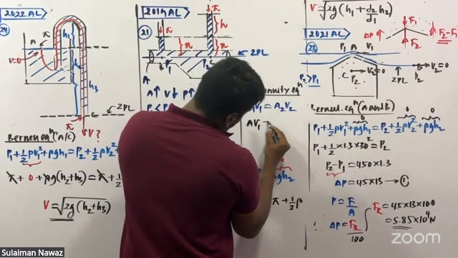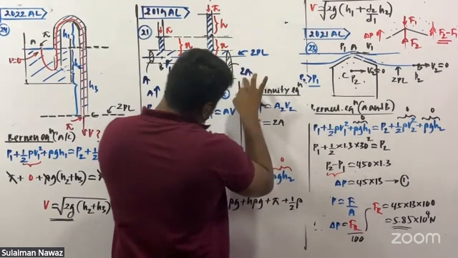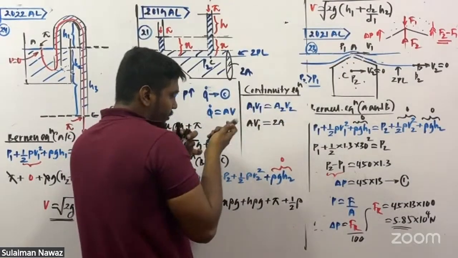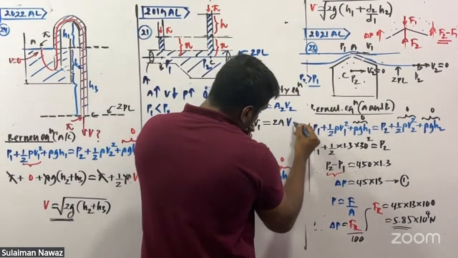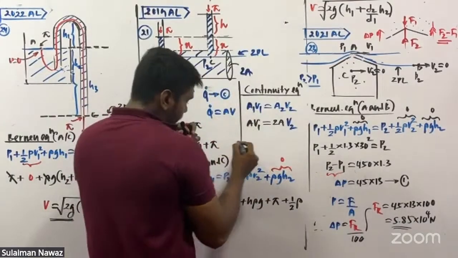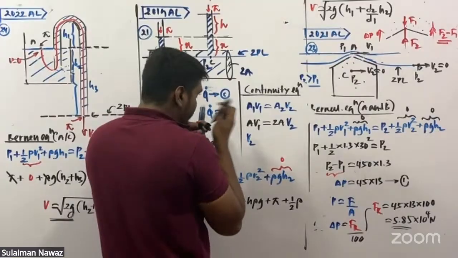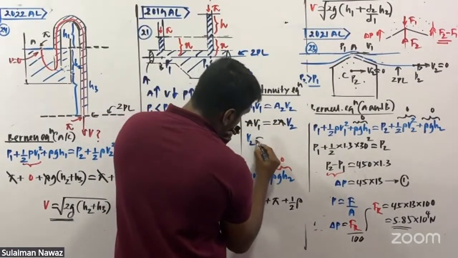Here the cross-sectional area is 2 capital A, and the velocity is V2. I thought of writing V2 in terms of V1. Making V2 the subject, A cancels out, and V2 is going to be V1 over 2.